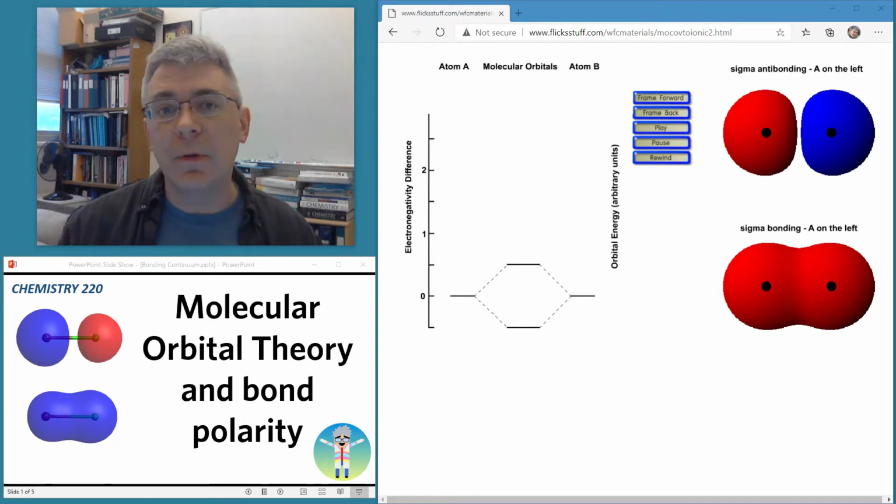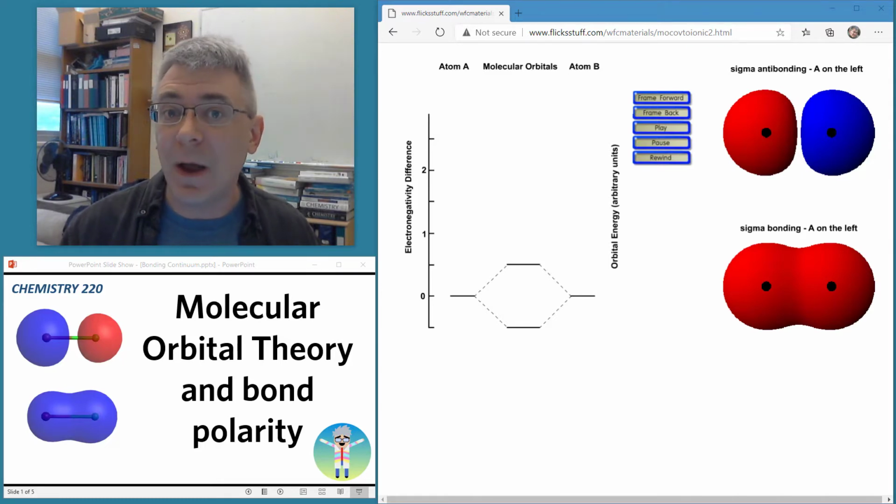Now, you're familiar with this continuum already, based simply on the idea of electronegativity, that different atoms draw different amounts of electron density to themselves. But molecular orbital theory actually shows us the physical basis for why that's happening.